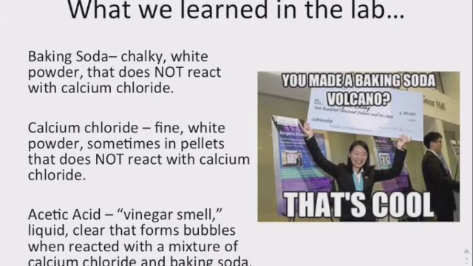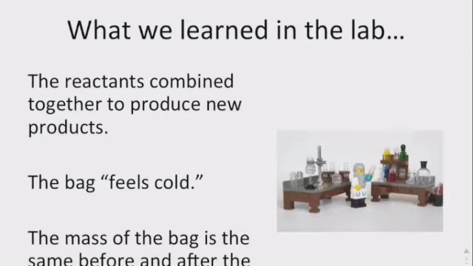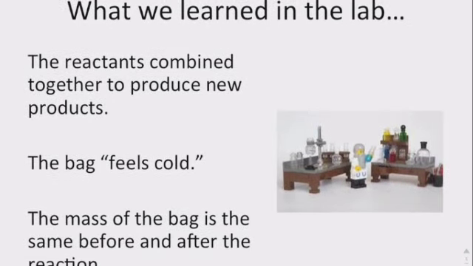What we learned in the lab: baking soda was a chalky white powder that does not react with the calcium chloride, and calcium chloride was a fine white powder, sometimes in pellets, that does not react with the baking soda. And then we have acetic acid, which is vinegar, clear, that forms bubbles and reacts with the mixture of calcium chloride and baking soda. The reactants combine together to produce a new product.